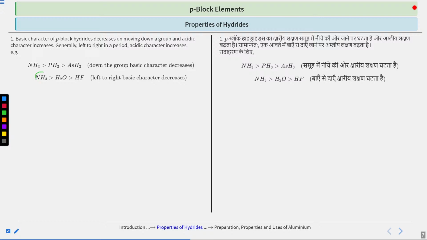Similarly, if you move from left to right, so this was down the group, this is left to right, then also NH3 has the greatest basicity, then H2O, and then HF.